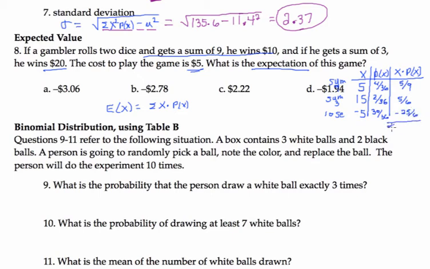Then I add these up, sum these, and I get -2.78. That's the sum of the xpx column. That is the expected value. That means on average, if you averaged everybody together, all the winners and all the losers, you'd average that people lost $2.78.